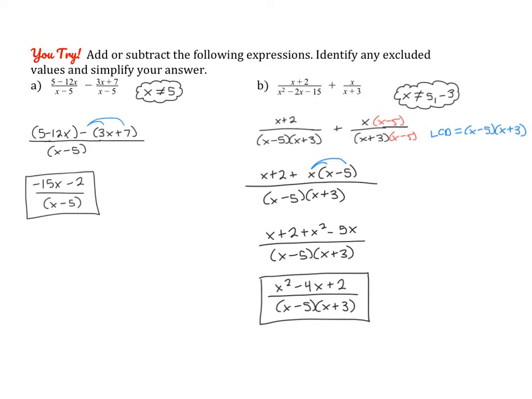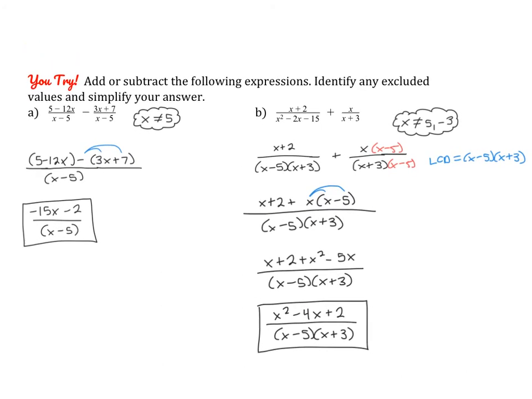And then for part B, we do need to factor this denominator, so it becomes x minus 5 times x plus 3. So here we can list out our two excluded values, positive 5 and negative 3, and then we can determine our LCD. So our LCD is x minus 5 times x plus 3. So you can see that our second expression is missing x minus 5. So we have to multiply in the numerator and denominator by x minus 5. And then we're ready to add the numerators. So from here, it's just a matter of distributing and combining like terms. And then here our numerator is not factorable, so there is no way to simplify further.